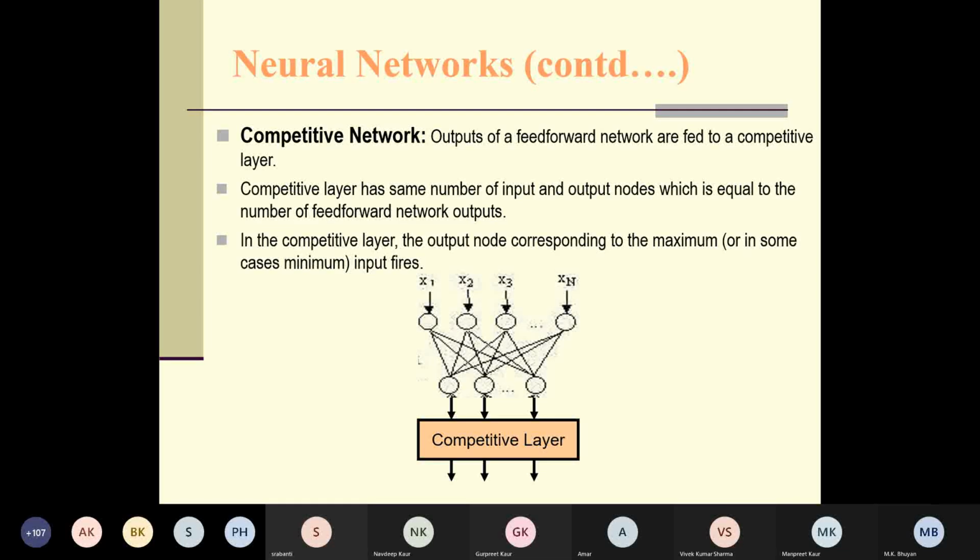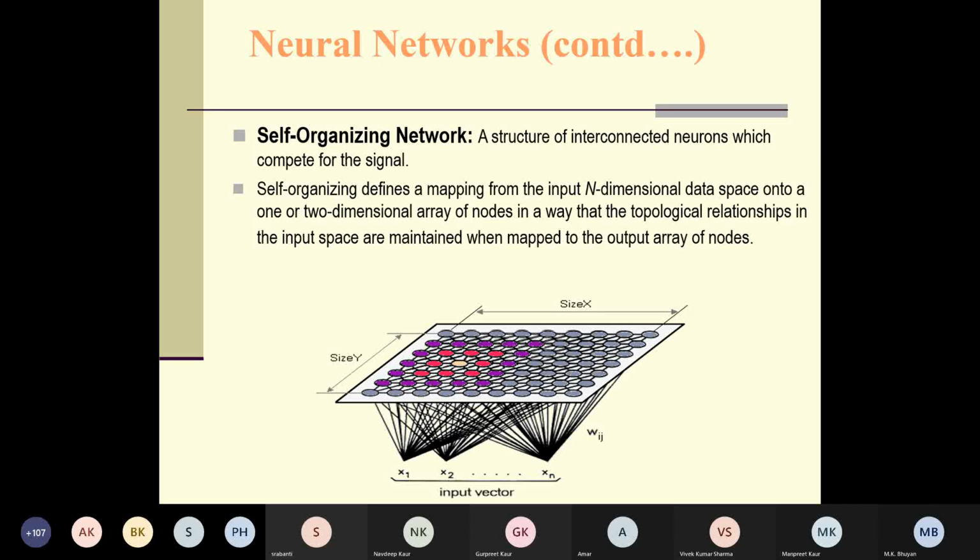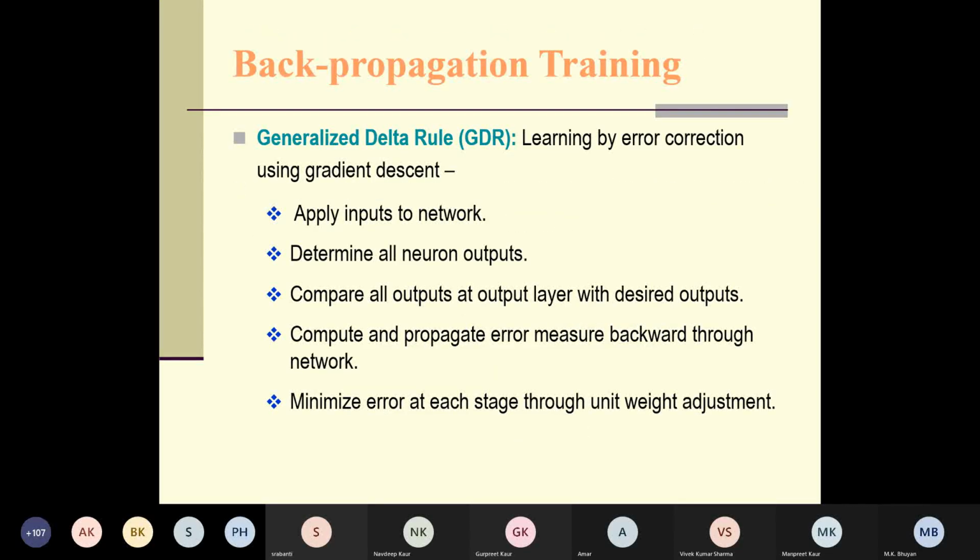The backpropagation training I have already explained. What is backpropagation training? I apply the inputs to the network, and after this we determine the actual output of the neural network, and after this we determine the error. The error is the desired output minus the actual output, and the error is backpropagated toward the input, and I can adjust the weights of the artificial neural network. This is called the generalized delta rule, or the backpropagation training.